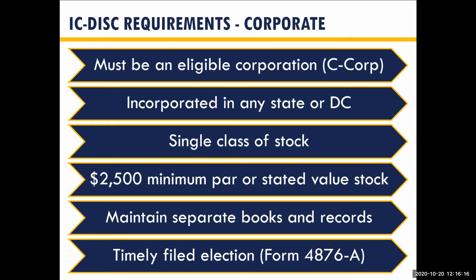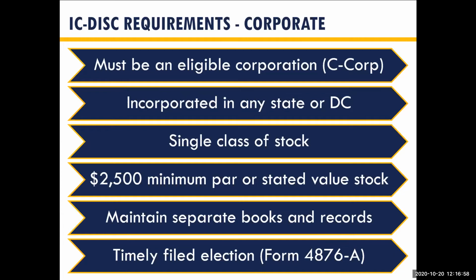So an eligible corporation, what does that mean? The IC-DISC is a separate legal entity, so you have to incorporate a new corporation. And this corporation has to be an eligible corporation, meaning it has to be a C Corp. S Corps don't qualify for the IC-DISC. It has to be incorporated in any US state or the District of Columbia. It can only have one class of stock. That stock has to have a minimum par or stated value of $2,500. The corporation has to maintain its own set of books and records.